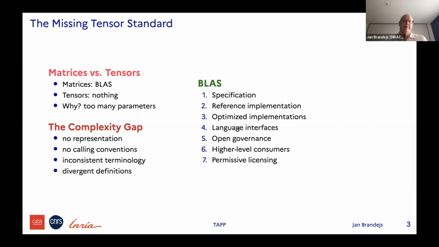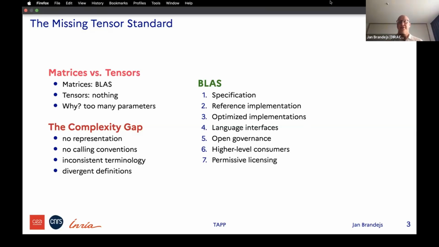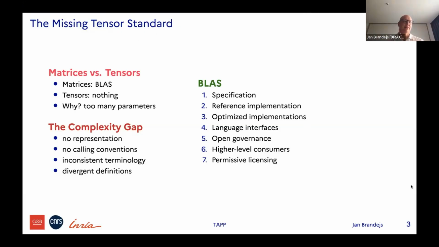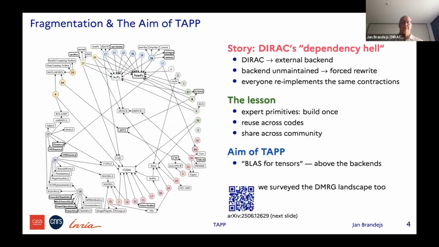And for tensors, there is simply nothing. There is no BLAS for tensors for the moment that would be used by the entire community, and that would create an open market for implementations of tensor tools. So why is that? It's because there's too much freedom, too many parameters in the types of operations and how they can be implemented and optimized.